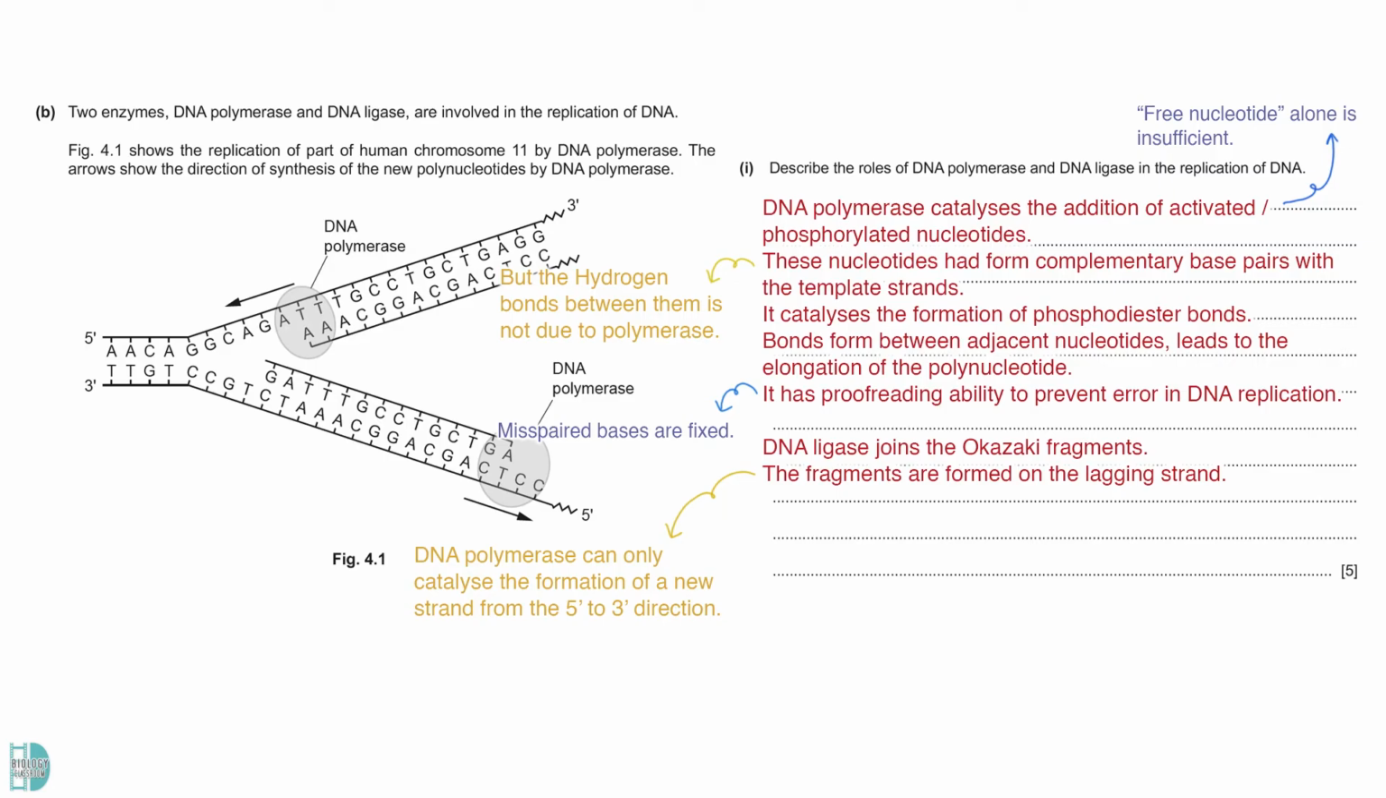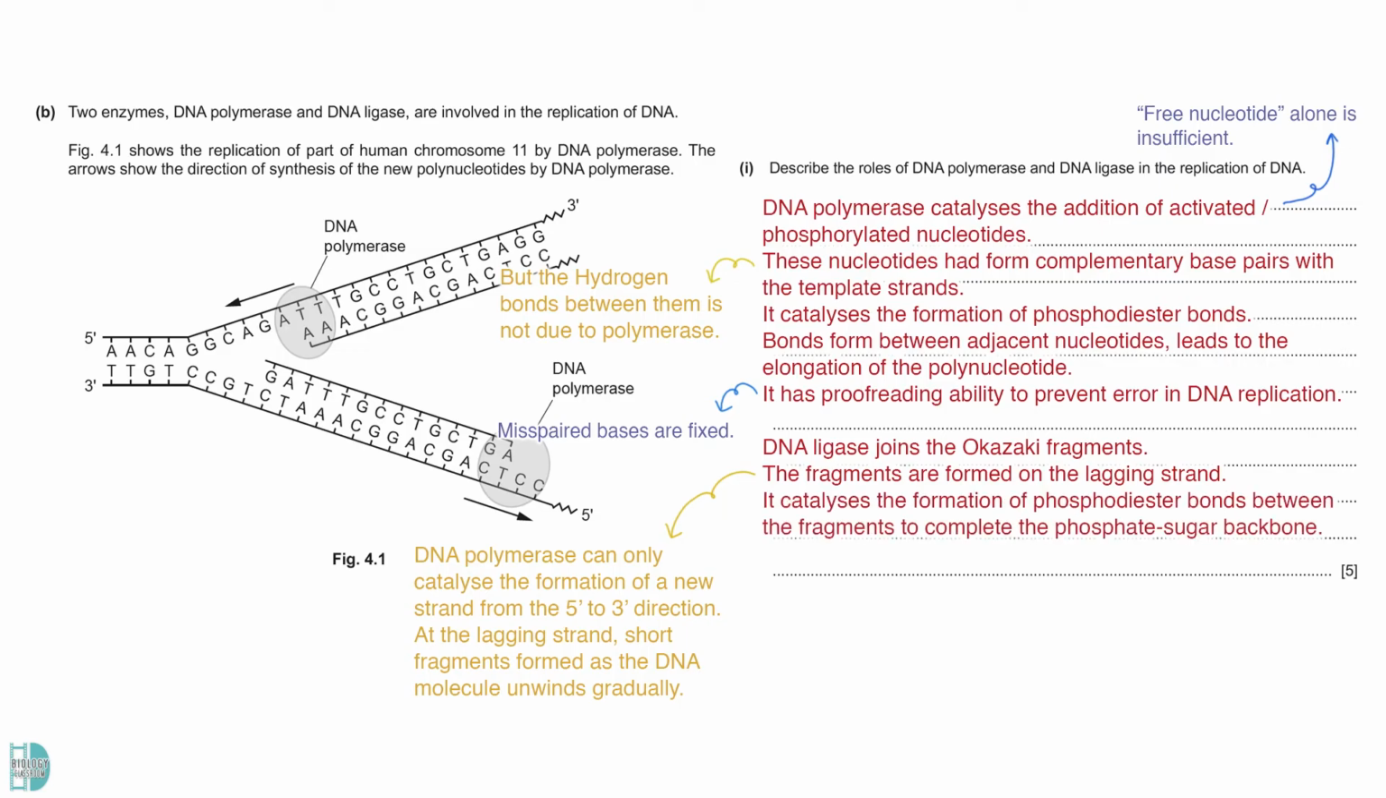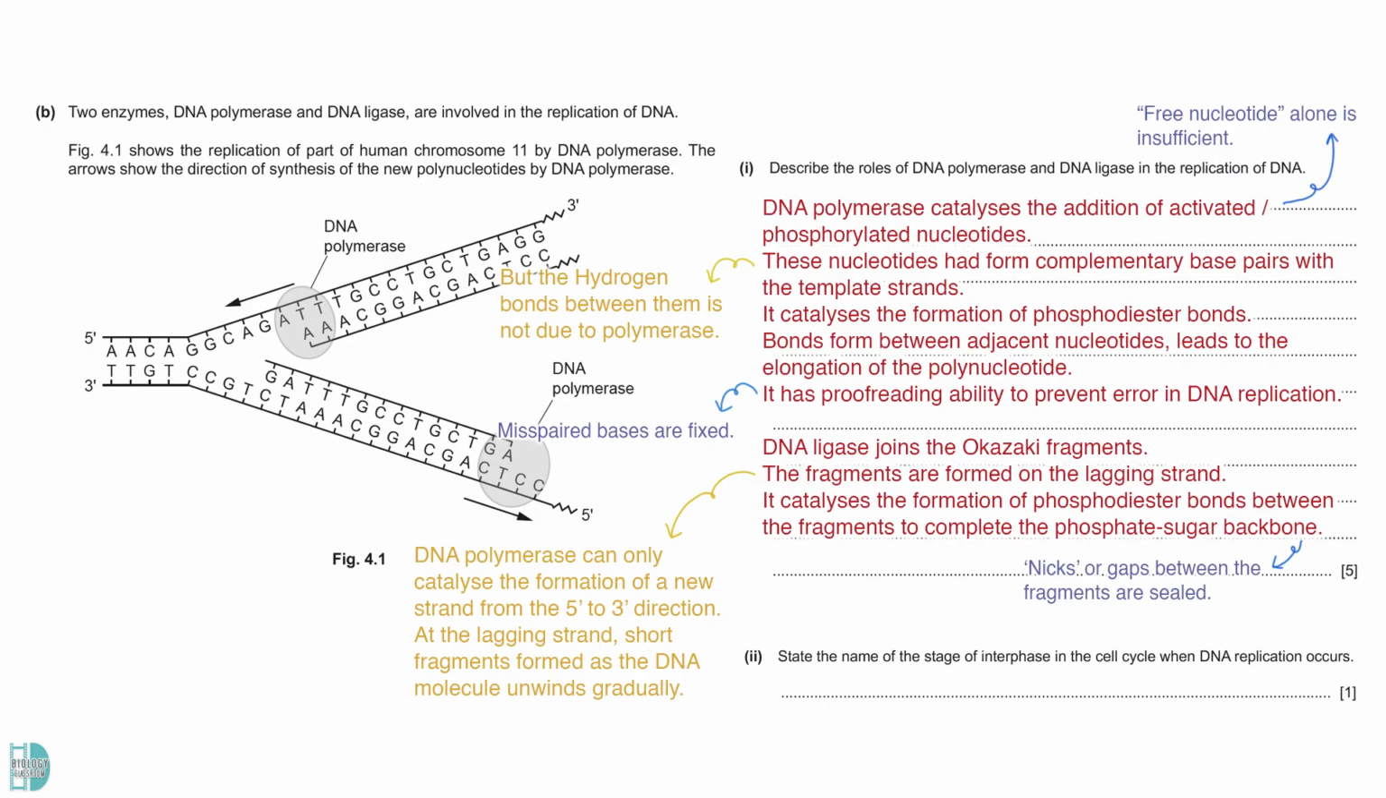At the lagging strand, as the DNA molecule unwinds a little bit more, some free activated nucleotides will be joined together and form a short fragment. It catalyzes the formation of phosphodiester bonds between the fragments to complete the phosphate sugar backbone. The nicks or gaps between the fragments are sealed. 2. DNA replication occurs during the S phase. S stands for synthesis, which refers to the synthesis of new DNA molecules.